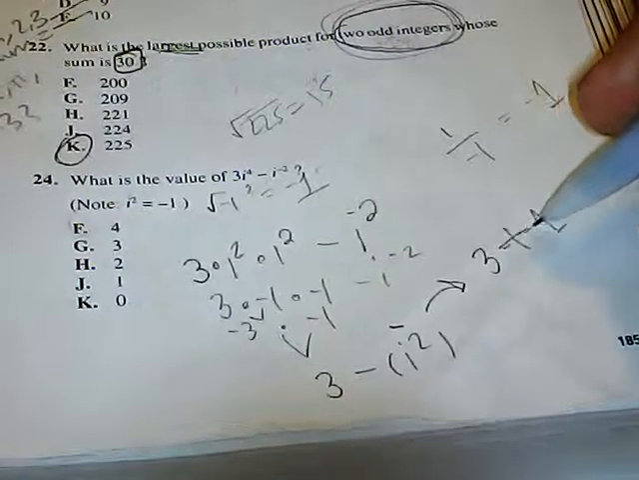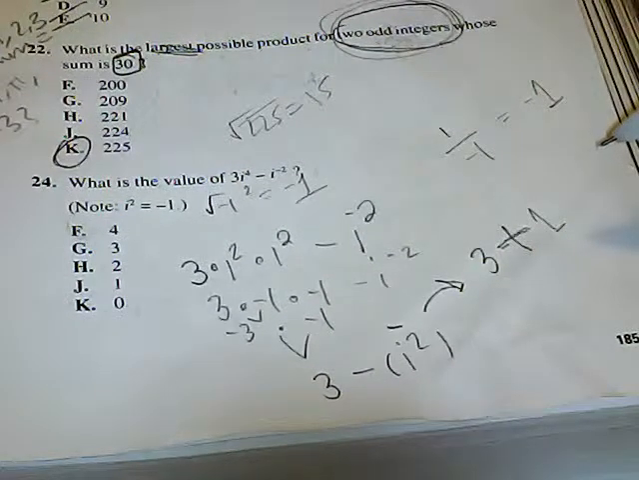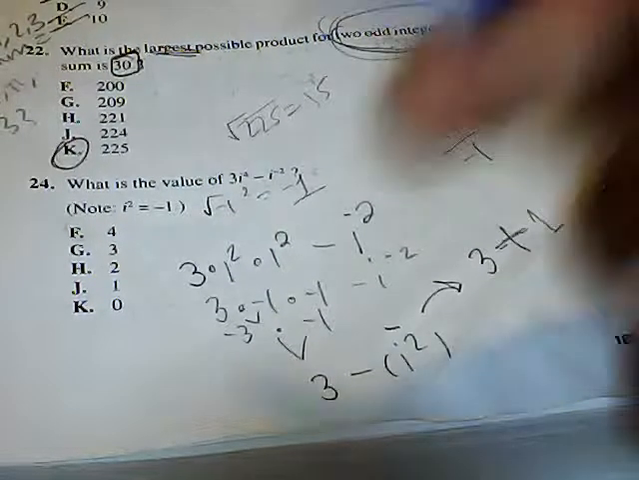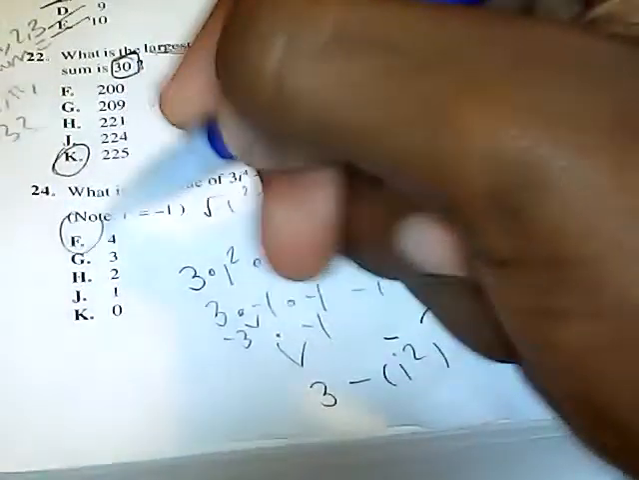And just do that little trick, because subtracting the negative makes a positive. 3 plus 1, your answer choice is going to be F.